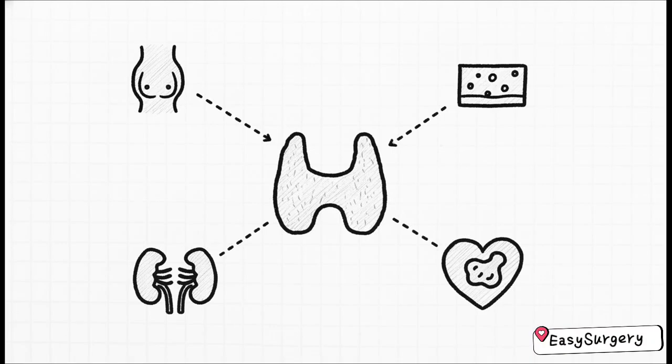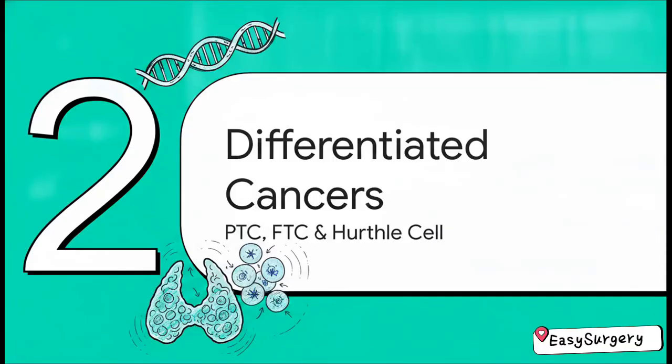But the highly testable one you absolutely need to know is Carney complex. Just remember the Batman mnemonic. Breast, adrenal, thyroid tumors, myxomas, specifically those atrial myxomas, and nevi. Moving right along to Section 2, differentiated thyroid cancers.